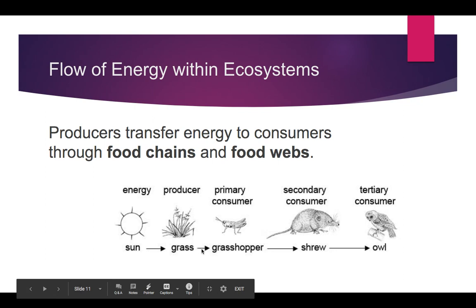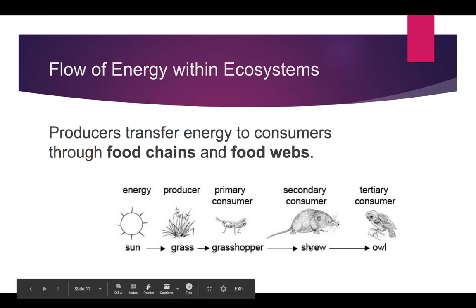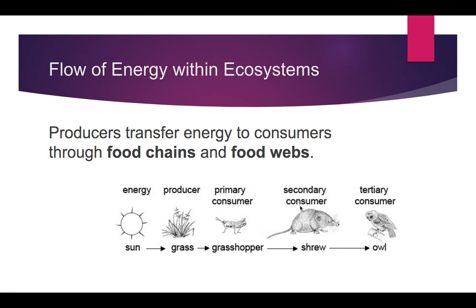Now the energy is going to get transferred over to my grasshopper once it eats it. This is my primary consumer, my first one to eat it. Once my primary consumer is consumed by my secondary consumer, that energy is now going to be transferred up the chain. And once again to my owl, once my owl eats the shrew. Now, this is a very straight chain.